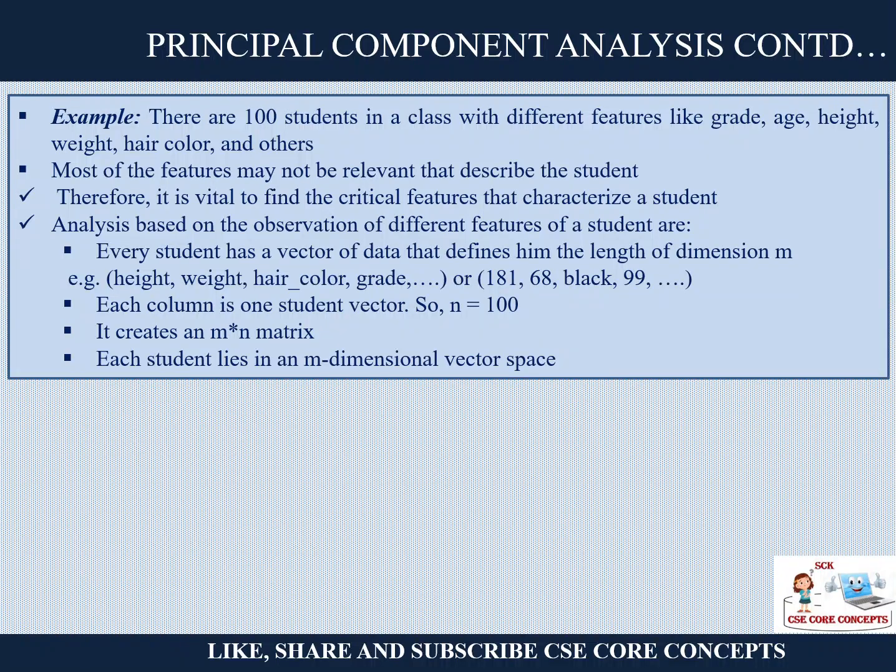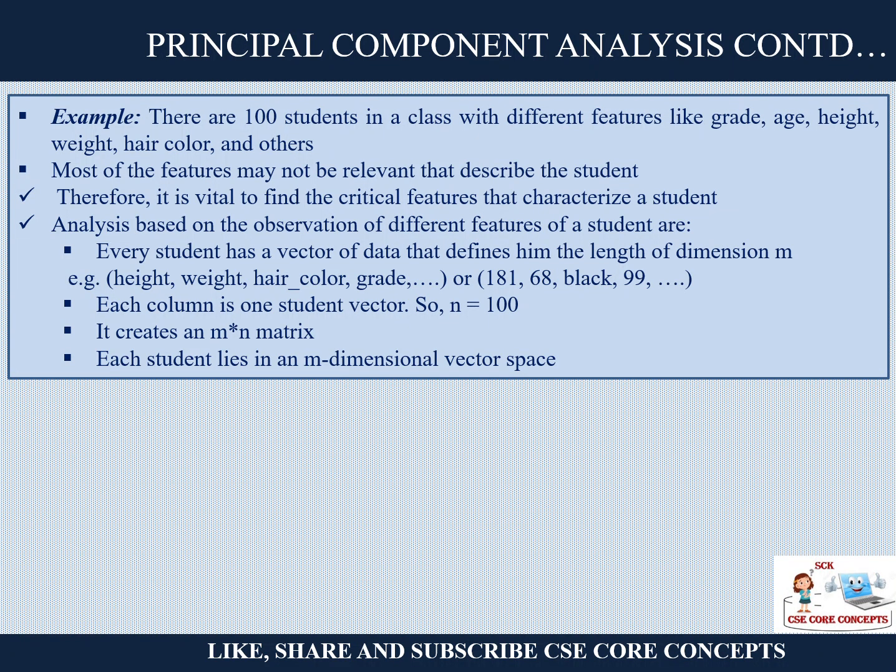So I am storing the height, weight, hair color, grade, etc. Let's say 181 centimeters is the height, 68 kgs is the weight, black is the hair color, 99 is its grade or the total marks. Whatever. Now each student has one student vector, that is one row, and the number of students is 100.